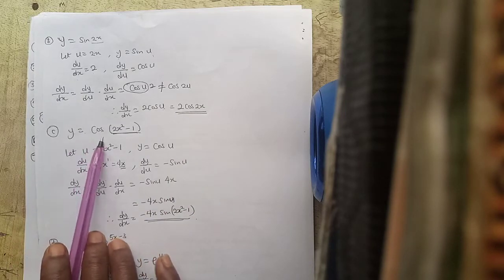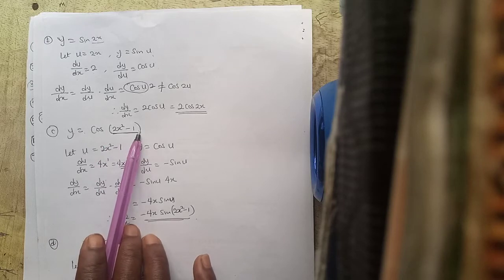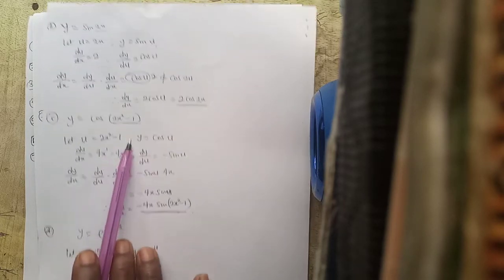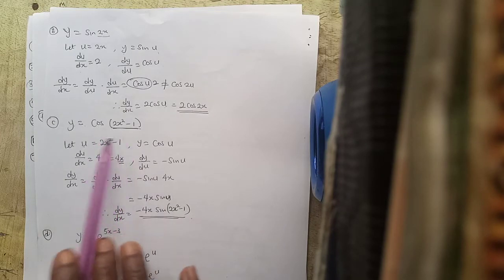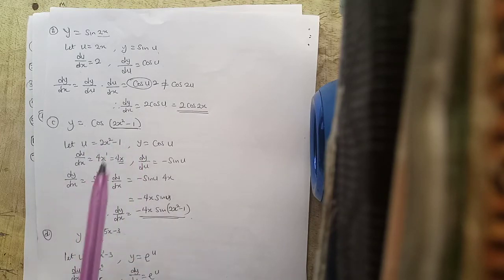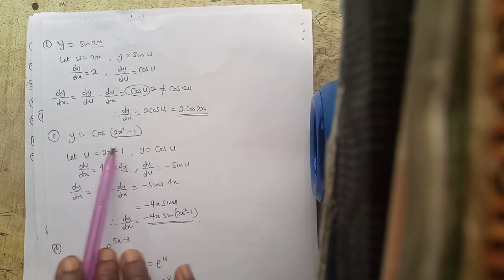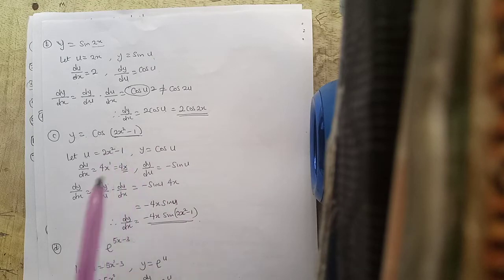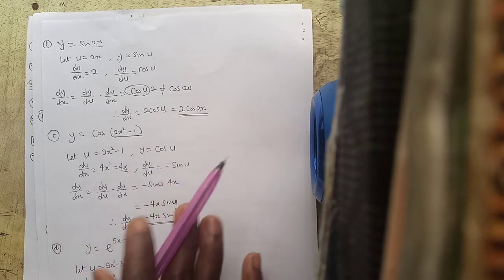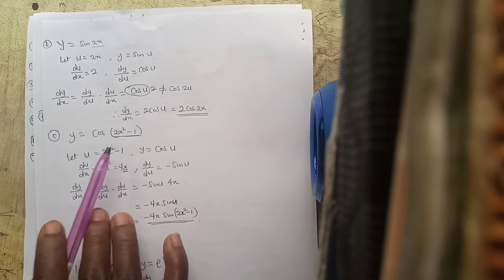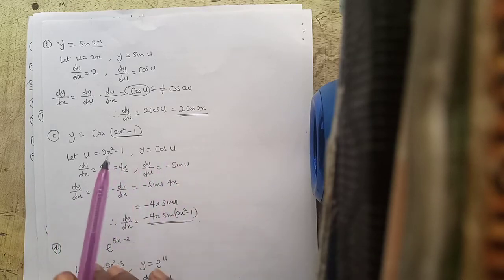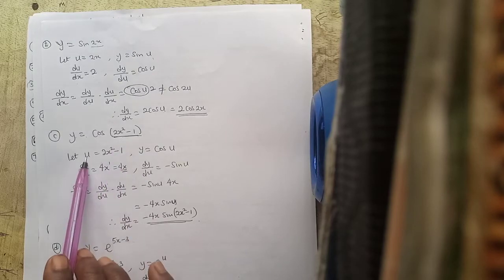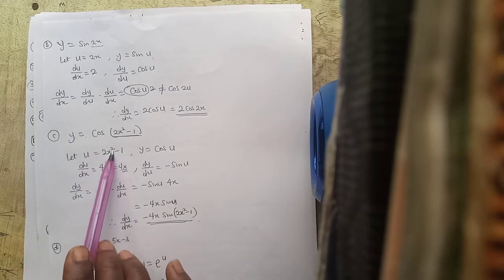y equals cos of 2x squared minus 1. Good. The table did not tell us about differentiating cos of 2x squared minus 1 with respect to x. The table only told us about differentiating cos x with respect to x. So now what do we do? We use the chain rule. And the process of using the chain rule is we let u be equal to this function in the brackets. So now u will be equal to 2x squared minus 1.